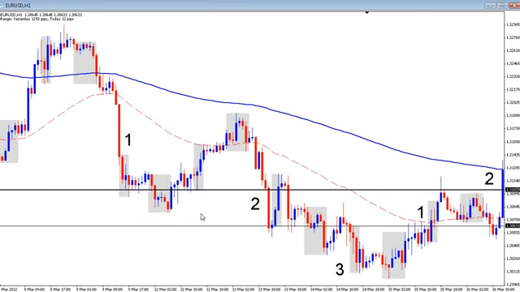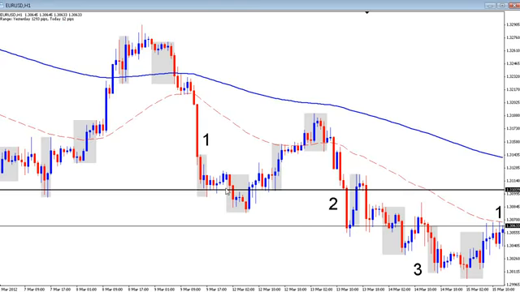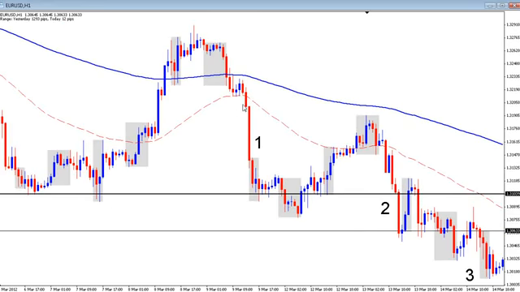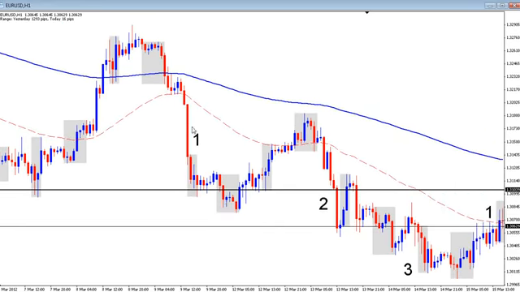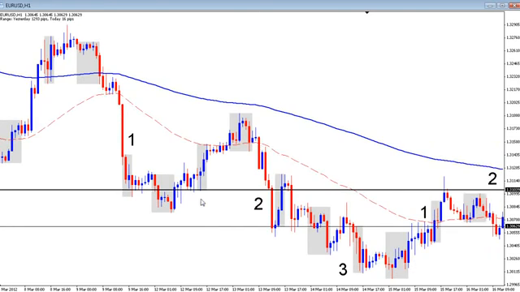Now again, we had what looked like the first push down. It looked like we were going to continue. We went through the previous low, so it looked like this was the first push down, and so we were expecting two more to the downside.